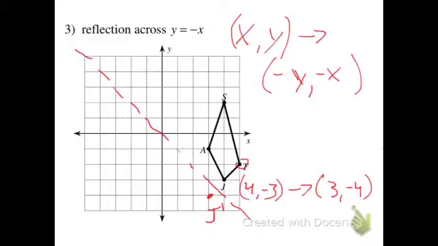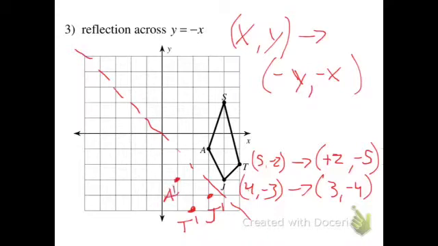T, notice here, is at 5, negative 2. So if you change the order and make these signs the opposite, negative 2 becomes positive 2, positive 5 becomes negative 5, and we got the point 2, negative 5. And so T prime is going to be right there. A is at 3, negative 1, so it's going to be at 1, negative 3.